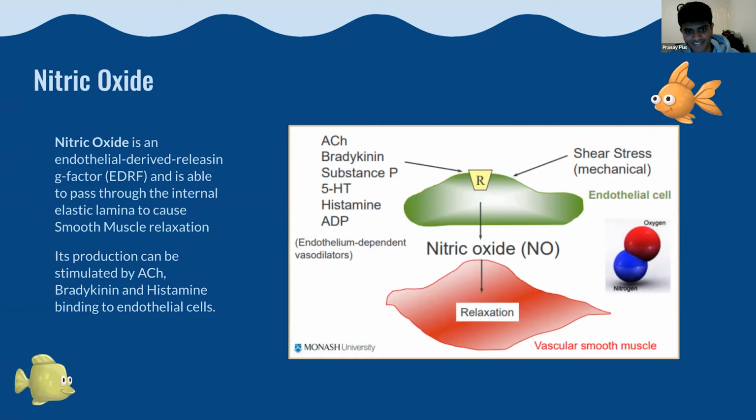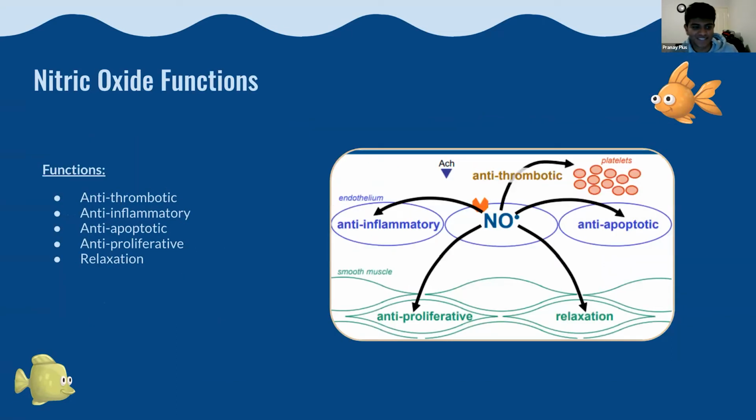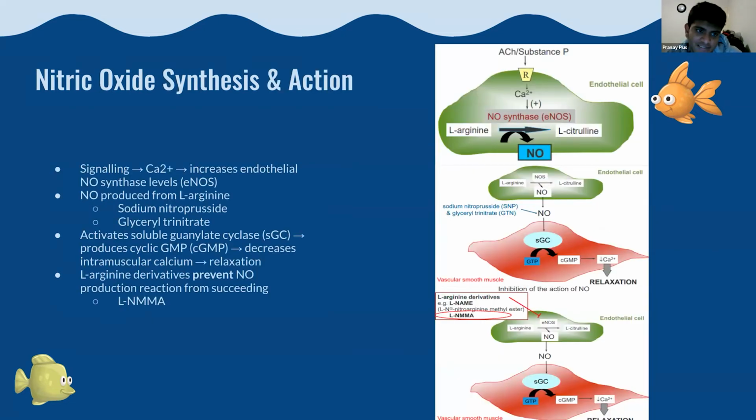Now, next slide. So these are the main functions of nitric oxide. Again, you don't really need to focus on anything apart from the relaxation. I'll briefly talk about anti-proliferative in a bit, but it does have 5 main functions: anti-thrombotic, anti-inflammatory, anti-apoptotic, anti-proliferative, and relaxation. So we've talked about relaxation, and that's fine.